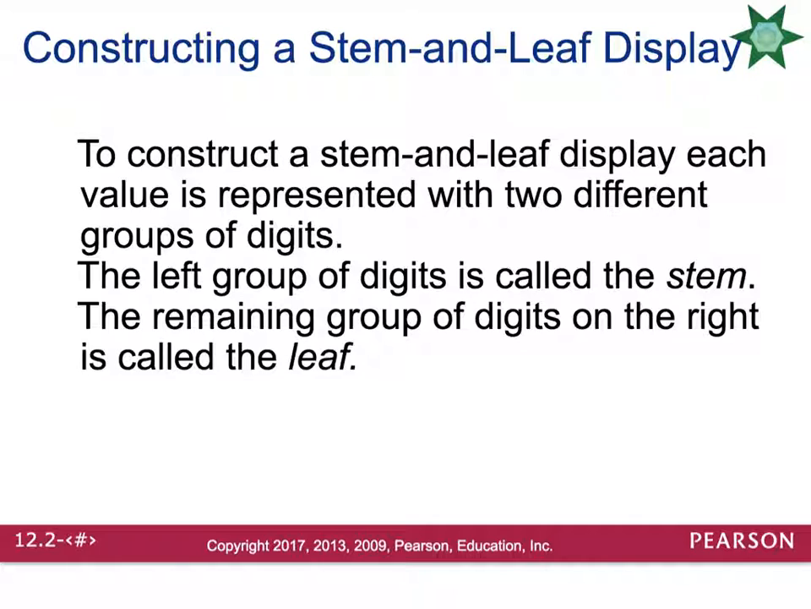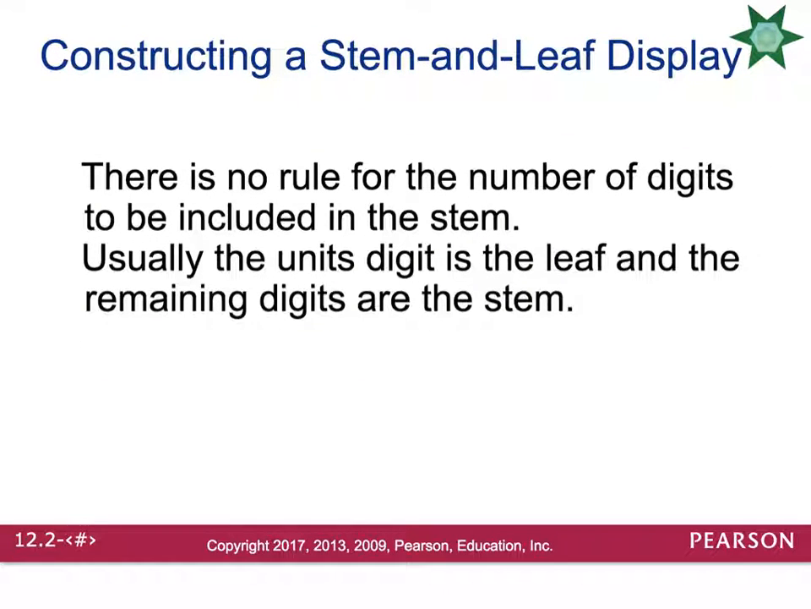To construct a stem and leaf display, each value is represented with 2 different groups of digits. The left group of digits is called the stem, and the remaining group of digits on the right is called the leaf. There is no rule for the number of digits to be included in the stem. Usually the units digit is the leaf and the remaining digits are the stem.